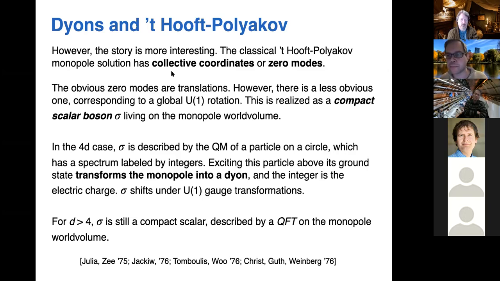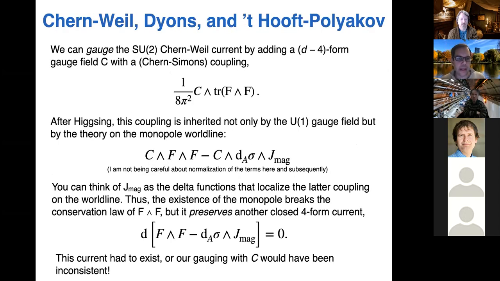And there's a higher dimensional generalization of this, which is that the monopole world volume theory contains a compact scalar degree of freedom, which kind of lets you dissolve electric charge inside the monopole. And the upshot of all this is that we can gauge this current in the UV. And that means there's a new current in the IR, which is not just F wedge F, but it's F wedge F plus some delta function localized thing that lives on the monopole world volume. That's what this monopole current is basically doing, giving us the delta functions times the covariant derivative D of the scalar. So the scalar shifts when you do a U(1) gauge transformation. It's like a Stueckelberg mass kind of on the monopole.